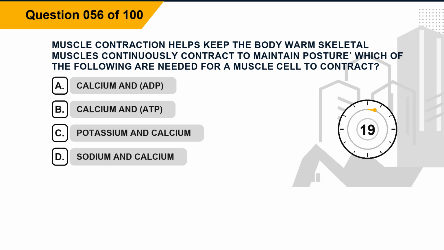Question 56. Muscle contraction helps keep the body warm. Skeletal muscles continuously contract to maintain posture. Which of the following are needed for a muscle cell to contract? Option A, calcium and ADP. Option B, calcium and ATP. Option C, potassium and calcium. Option D, sodium and calcium.